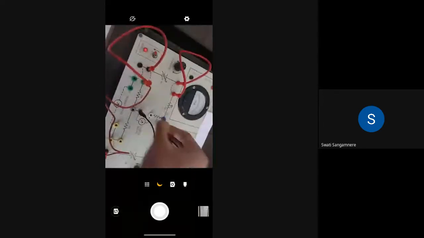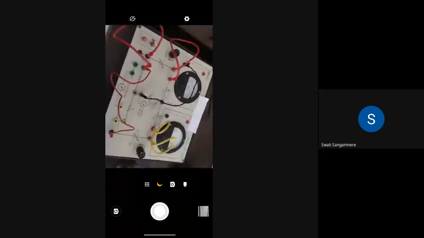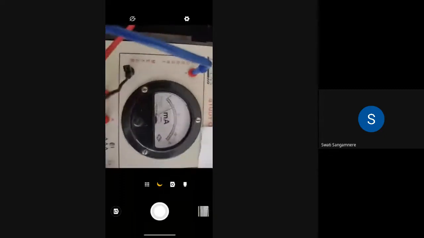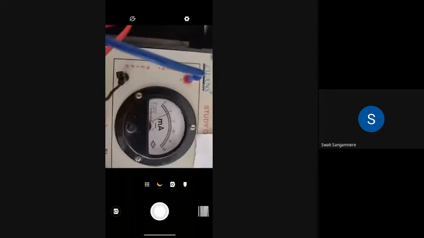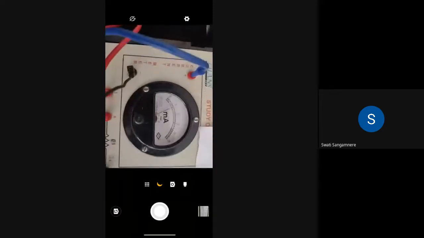So we can connect this resistance R3 in series with this ammeter. See, the value of current I3 will be 6 milliampere. Okay, so how to calculate this value?